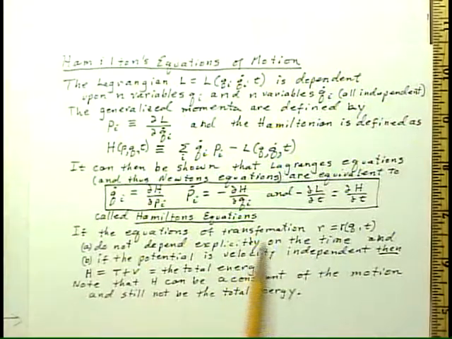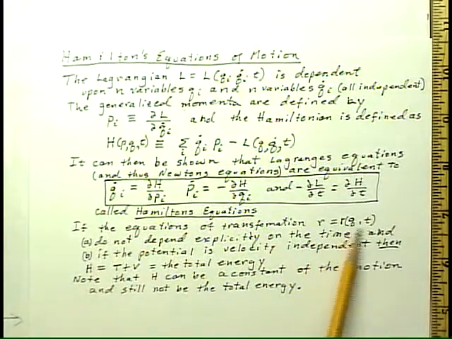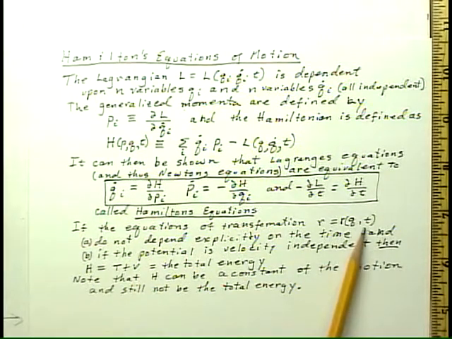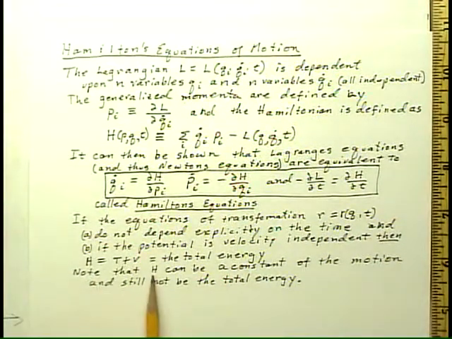If A, the equations of transformation, r equal to r of q and t, do not depend explicitly on the time, in other words, there's no explicit dependence, only implicit dependence upon the time through the q's, and B, if the potential is velocity independent, then, and only then, does it follow that H is equal to T plus V and is the total energy. It is important to note here that the Hamiltonian can be a constant of the motion and still not be the total energy.